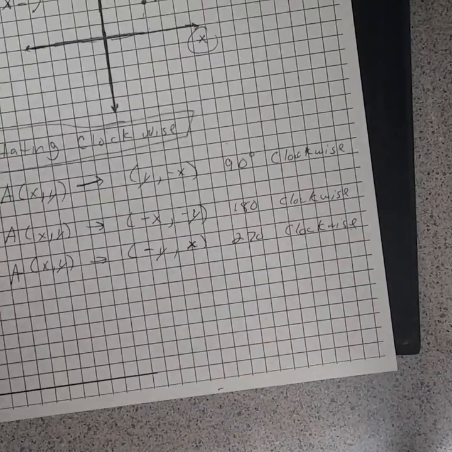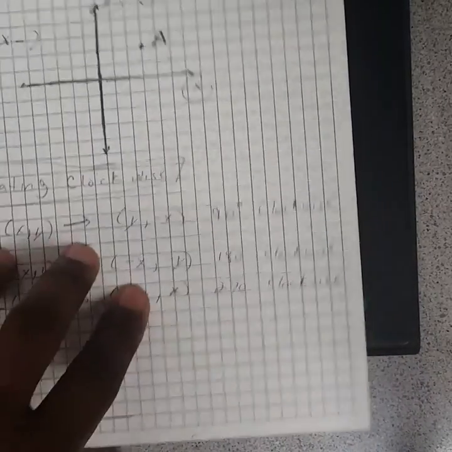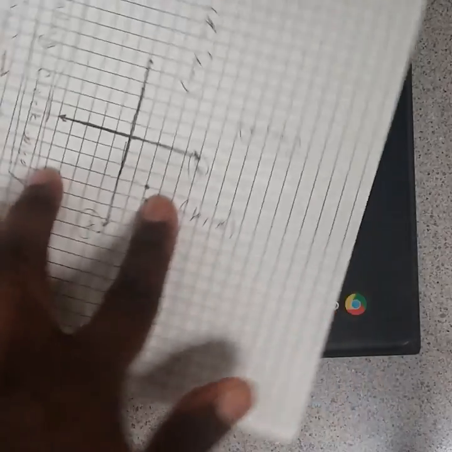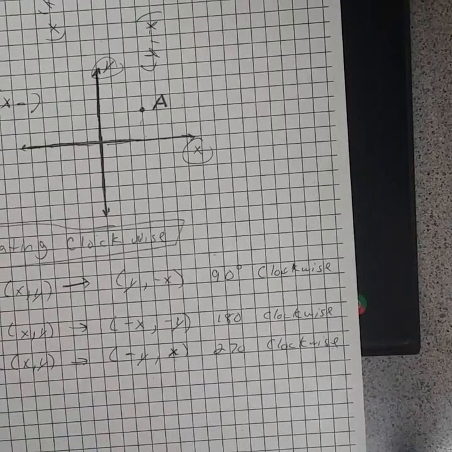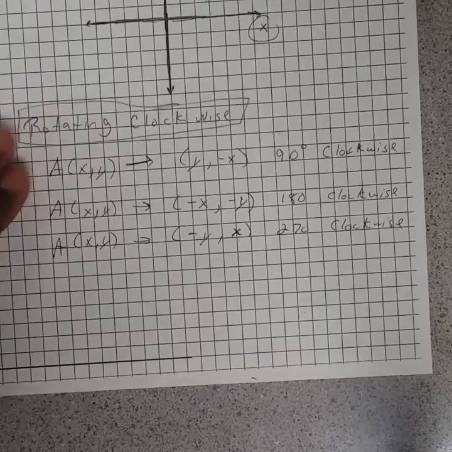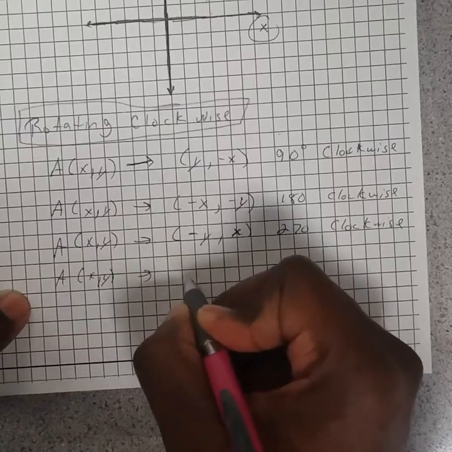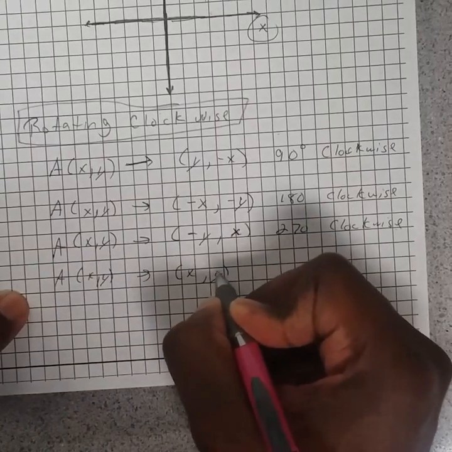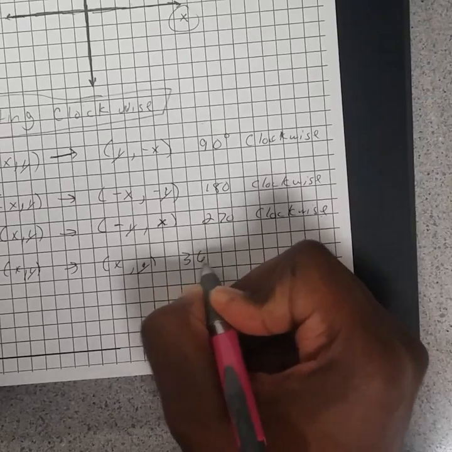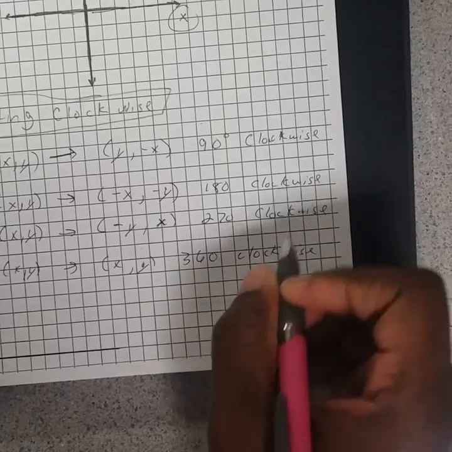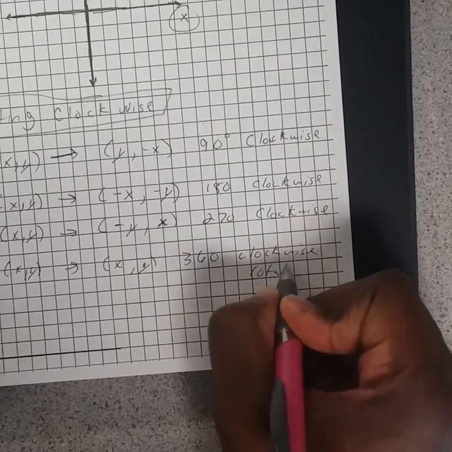All right, and the last one is 360 degrees. If I started off with that quadrant, and I turned it 90, and then 180, and then 270, and then 360, it winds up being exactly where it is. So a 360 degree turn puts you right back where you are. So if A was at X, Y, and I turned it 360 degrees, the coordinate ends up back in the same place. And again, all these are clockwise rotations.